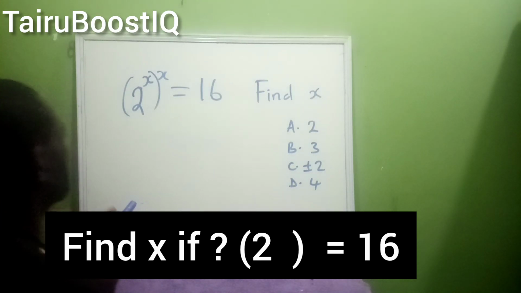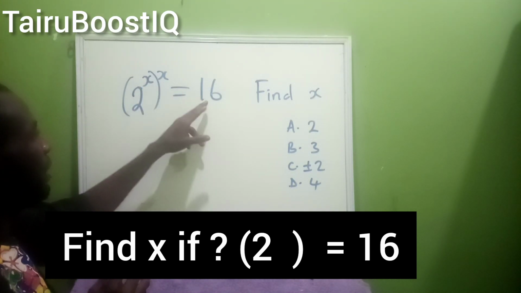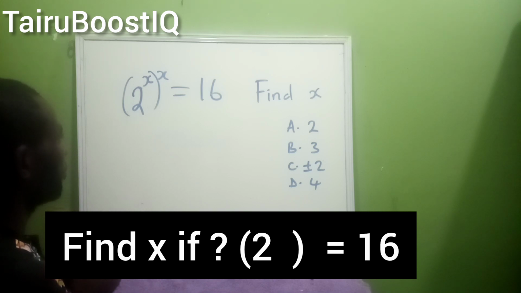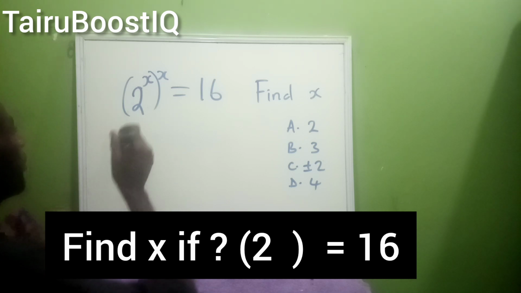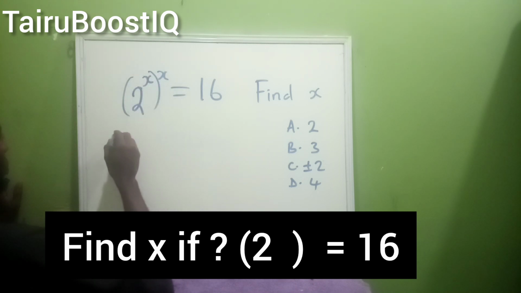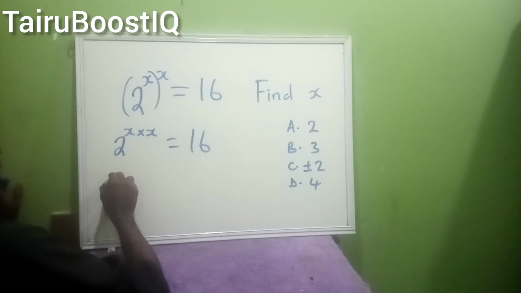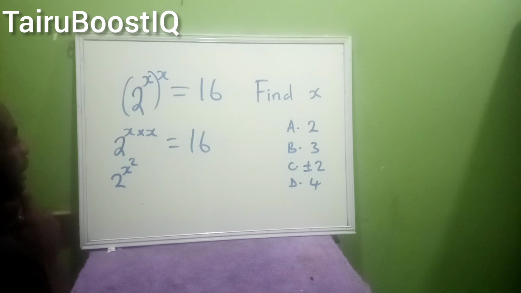Let's quickly solve this question on the board. The question says (2^x)^x is equal to 16. So what are we going to do? First of all, we are going to apply the law of indices, which allows us to multiply this x by x. So we are going to have 2 raised to power x times x, which will be equal to 16. And 2 raised to power x times x will give us 2 raised to power x squared.